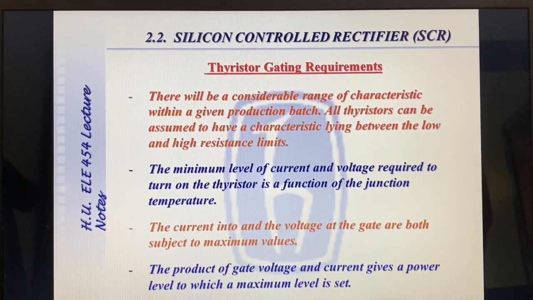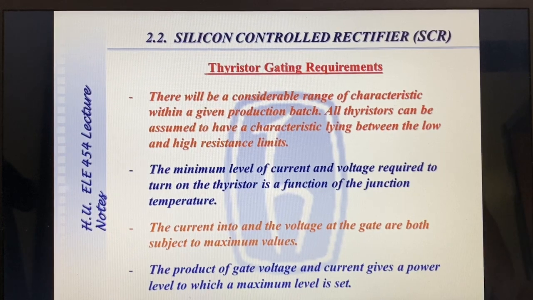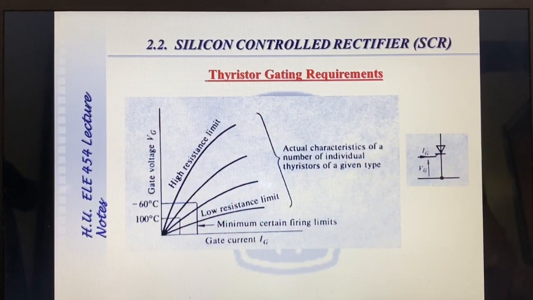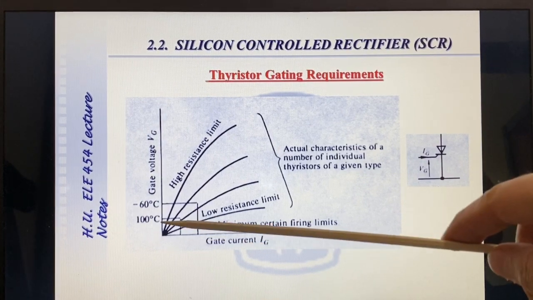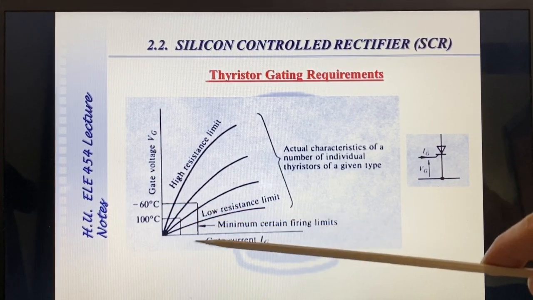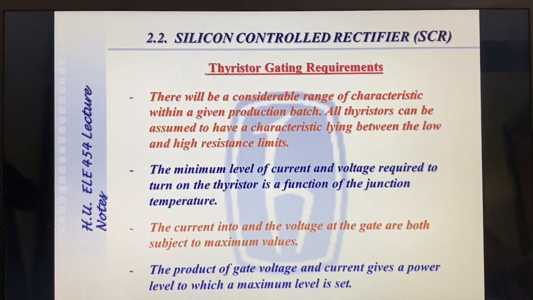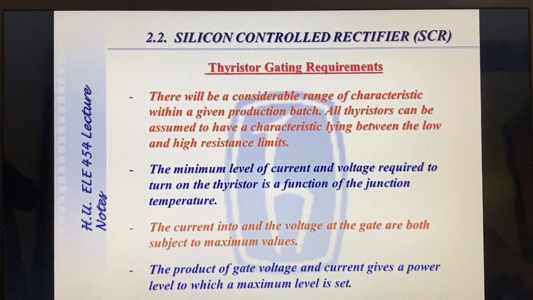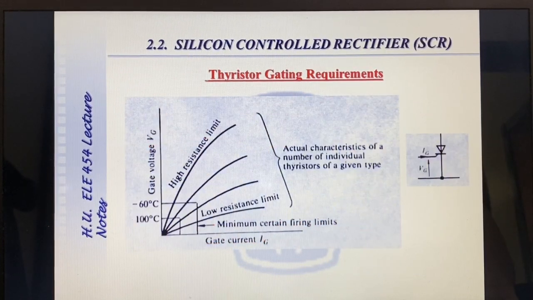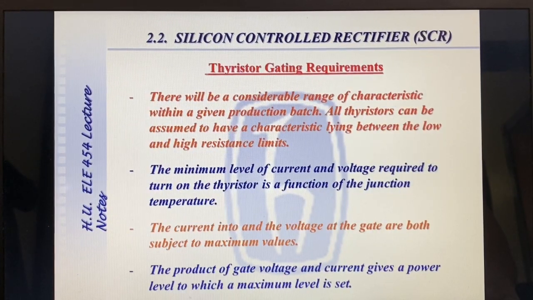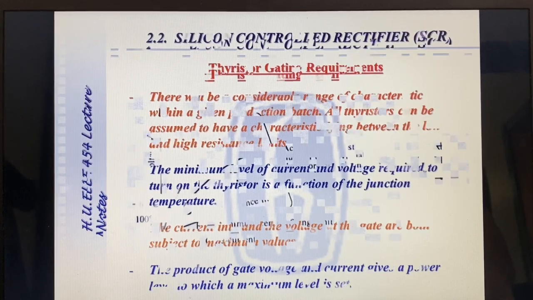The minimum level of current and voltage required to turn on the thyristor is a function of the junction temperature. So also minimum voltage and current limitations are available. The current into and voltage at the gate are both subject to maximum and minimum values. The product of gate voltage and current gives a power level, to which a maximum level is set.